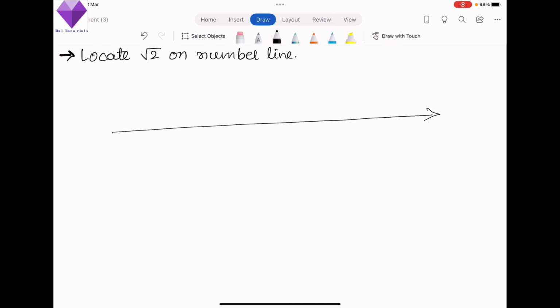So I am drawing a number line. Now, you know very well that number lines have negative numbers also, positive numbers also. So, I am locating some numbers, and this should be at an equal interval. Then only you will get the perfect diagram. Now, what we are going to do, we will be using Pythagoras theorem here.